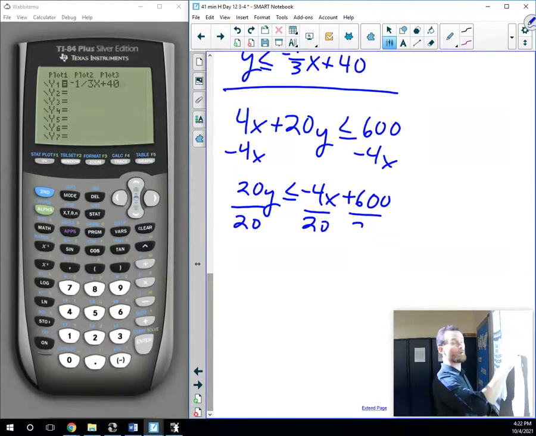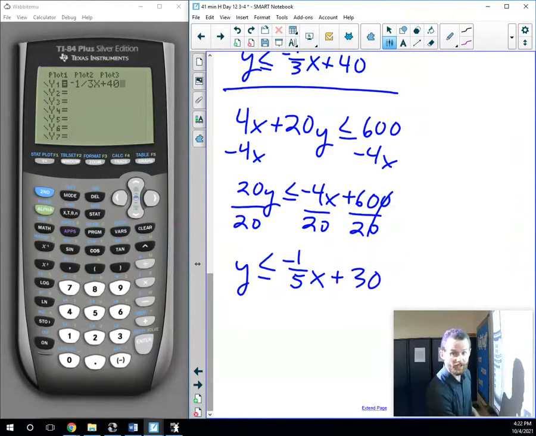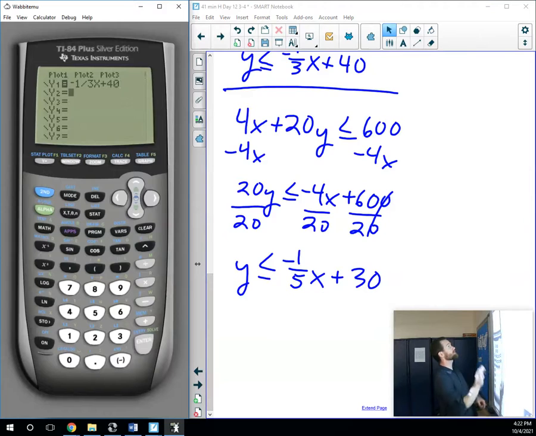Distribute that division to the right side of our inequality. 20's cancel out. We get y is less than or equal to negative 1 over 5x plus, let's see, we cross out that 0, 30. Type that in. So go down to y2. Negative 1 over 5x plus 30. Now we're ready to graph.